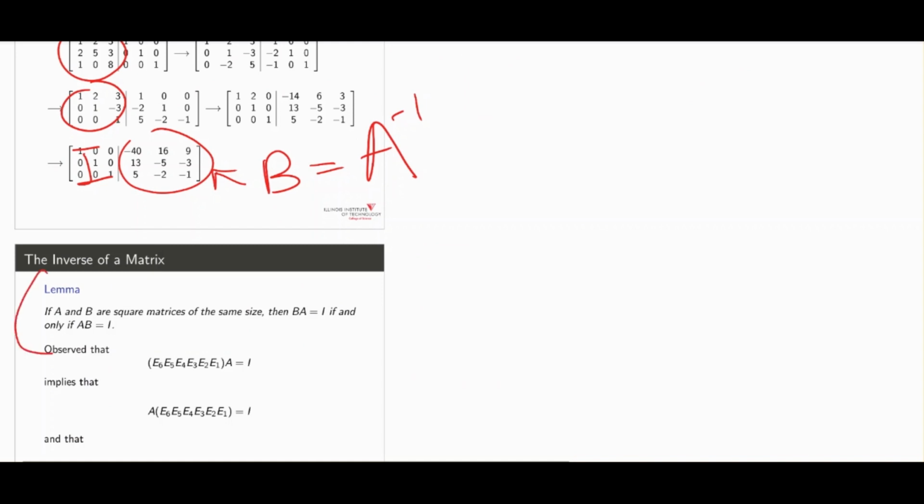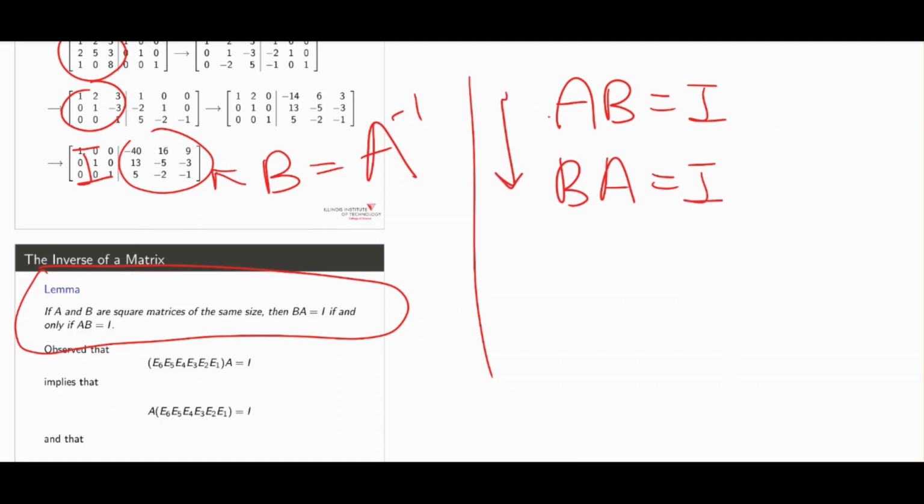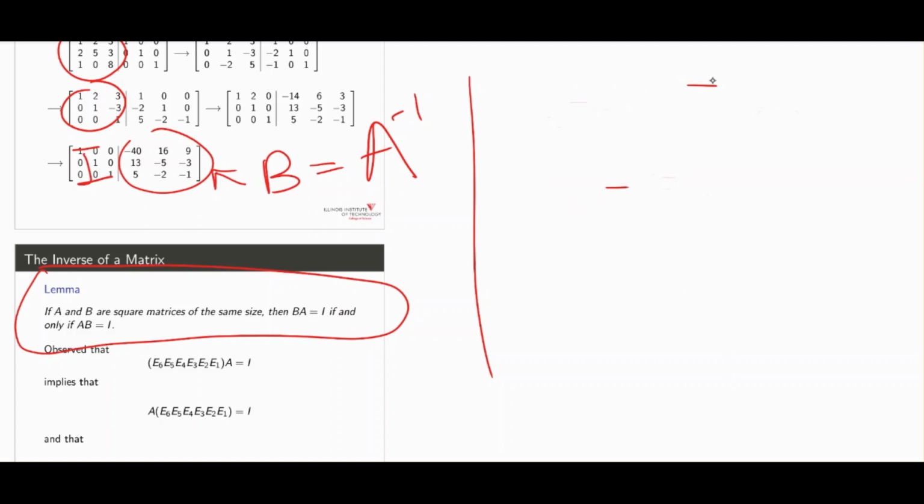And again, this is a lemma that we talked about just now. So we say that if you can show that AB equals I, then your BA will be equal to I. That's what the lemma says. So AB equal to I implies BA equal to I, and BA equals I implies AB equals I. So that's what the lemma said. Okay, so now in order to explain why this method works, we have to use the elementary matrices.